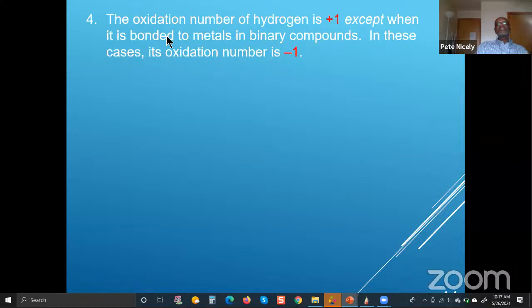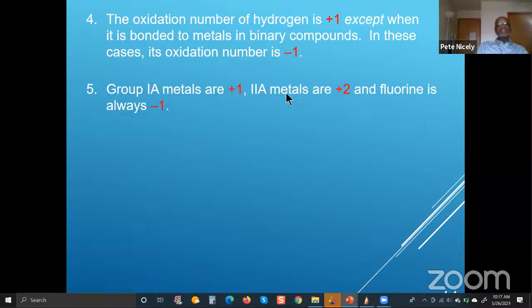Okay, some other rules, and this rule has to do with hydrogen. The oxidation number of hydrogen is usually +1. The only exception is if the hydrogen is combined directly with a metal, in which case the oxidation number would be -1, all right? So an example of, let me see here.